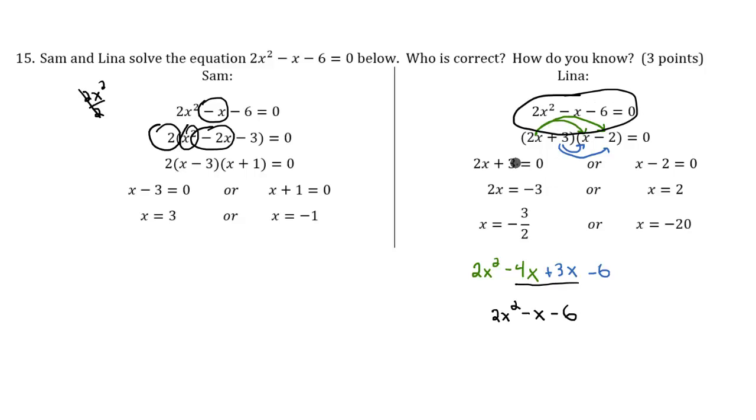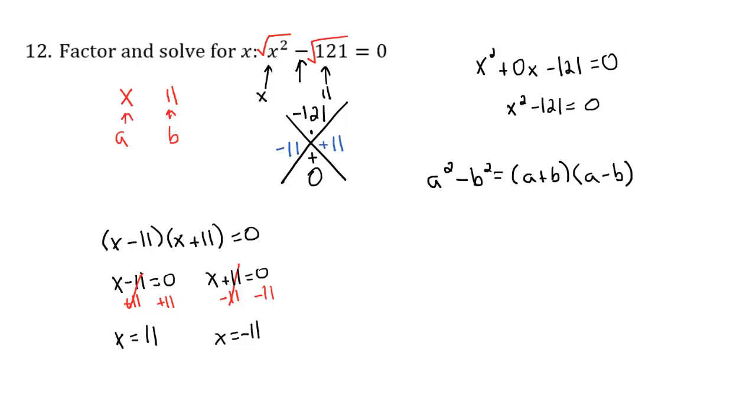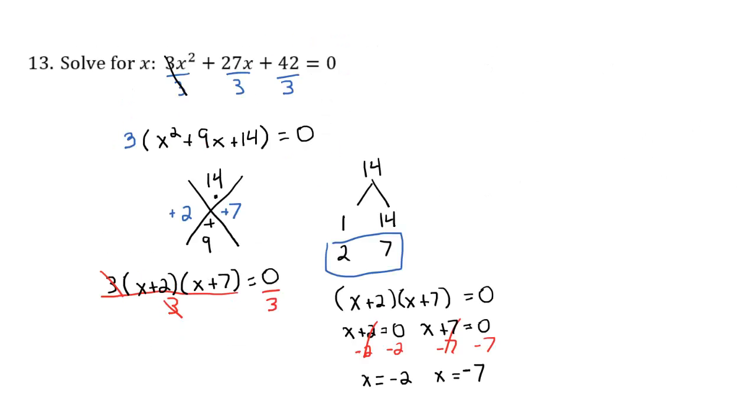And as you can see, she also took these binomials correctly, set them equal to 0, and solved it to get her answers. So that was all 5 questions. To recap, we had number 11 where we solved by factoring. Number 12 was also factoring and solving, but it was the difference of 2 squares. The 13 we solved by factoring, but we also had to take out that greatest common factor in the beginning.